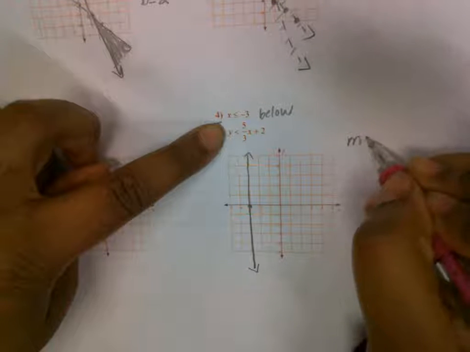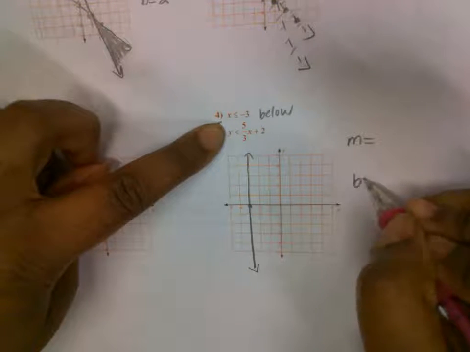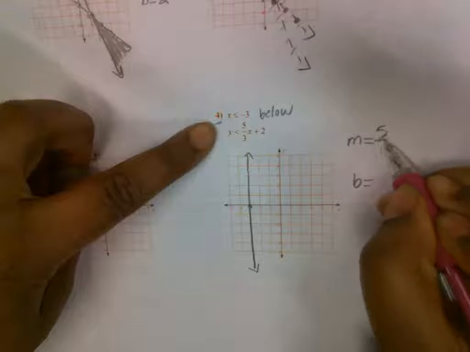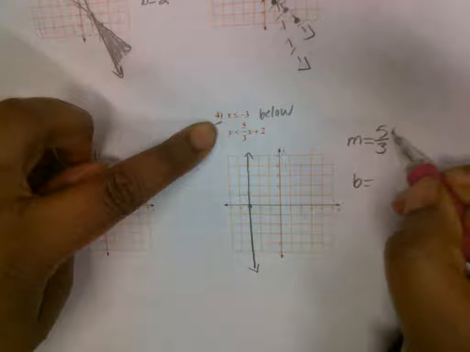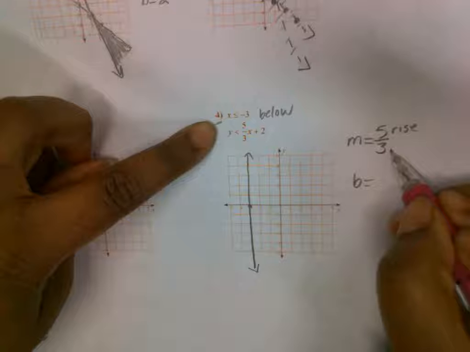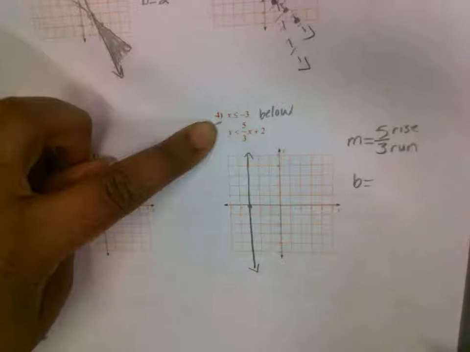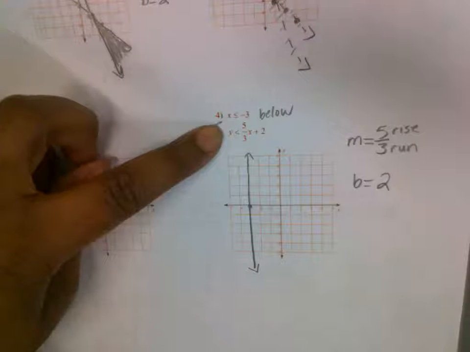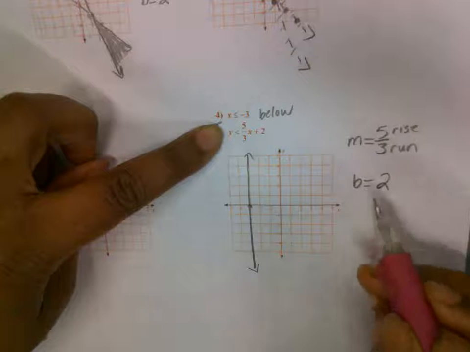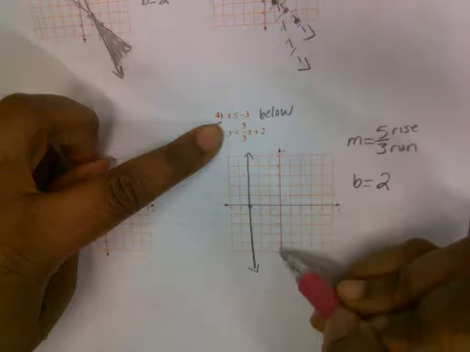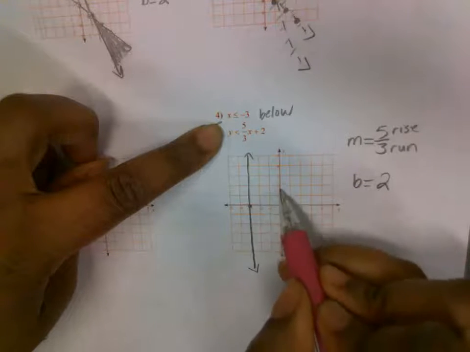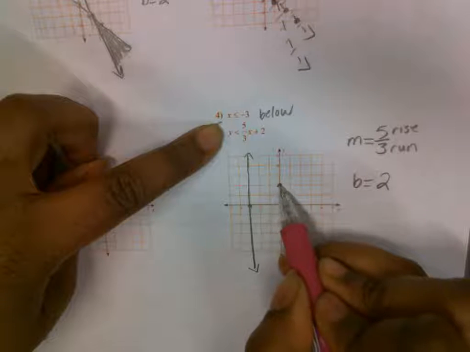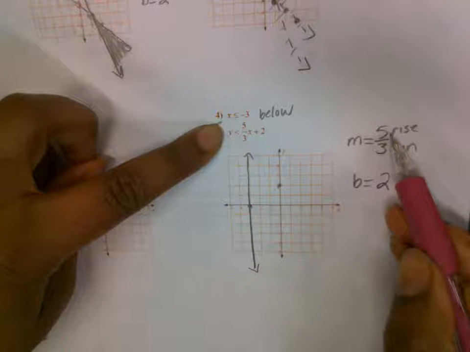Let's label our M and our B. Our M is 5/3. The top number is our rise. The bottom number is our run, okay? And the number that has no variable attached to it is our B, our y-intercept. So we're going to find B on the y-axis. B on the y-axis, 2 is here, +2. And we're going to use our slope to put other points on the line.